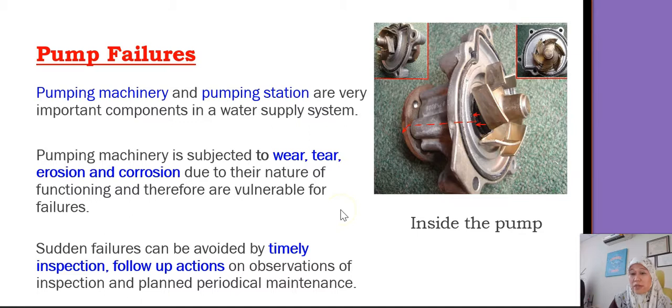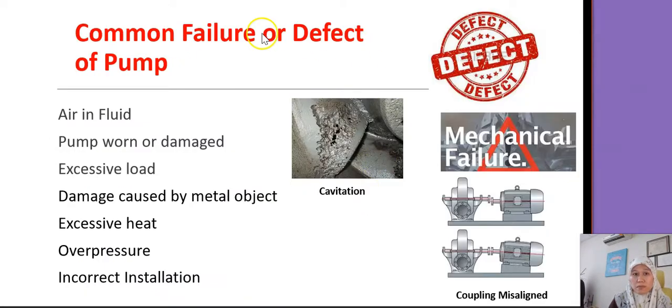We can't let it suddenly break down because it will cause a lot of problems. Common failures or defects: air in the fluid, and then pump worn and damaged, excessive load. Sometimes we don't match the load we want to apply to the pump, so it works hard and gets damaged. Damage caused by metal objects. Maybe foreign objects enter the fluid and disturb all the gears and everything.